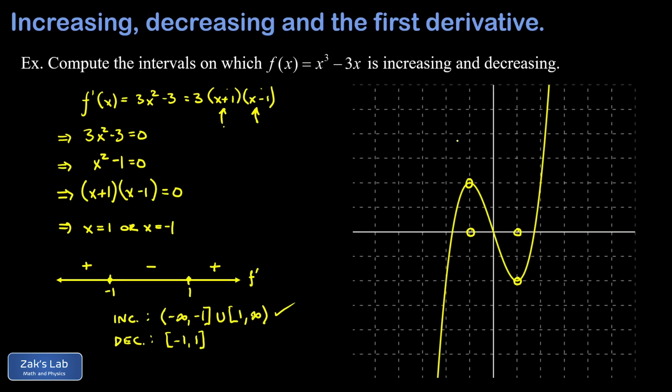So you may have noticed there's a connection between increasing and decreasing analysis and the location of local maxima and minima for a function. Right there, I've got a local maximum because my function switched from increasing to decreasing. And right there, I've got a local minimum because my function switched from decreasing to increasing.